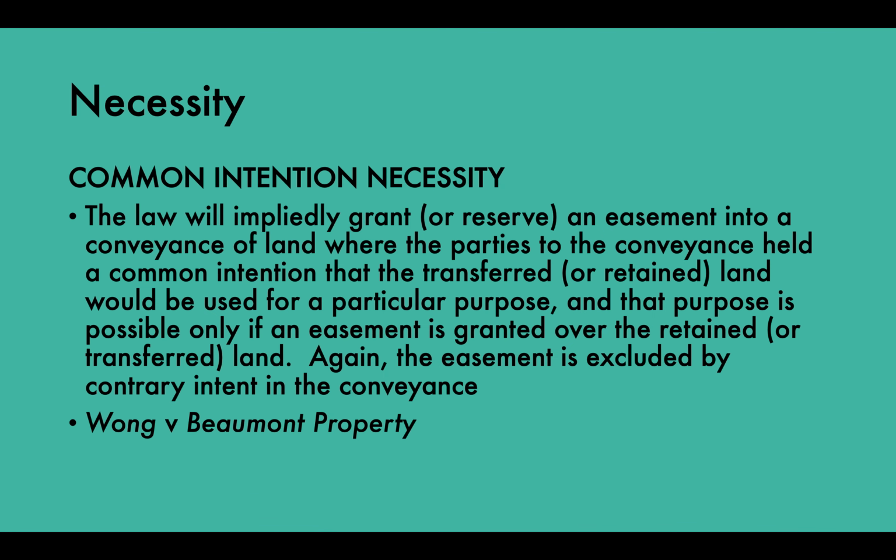The second type of necessity is common intention necessity. The law will impliedly grant or reserve an easement into a conveyance of land where the parties to the conveyance held a common intention, so it would be for both parties, that the transferred or retained land would be used for a particular purpose, or that purpose is possible only if an easement is granted over the retained or transferred land. Again, the easement is excluded by contrary intention in the conveyance.